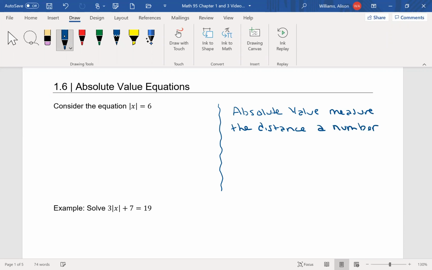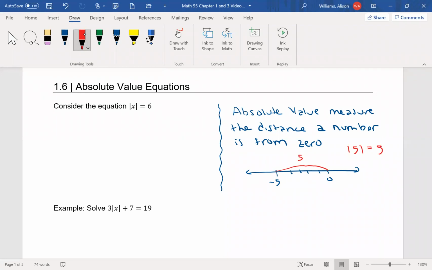Now, that's talking about on the number line. So when we're talking about some distance away from zero, let's say here's zero and here's a number. 1, 2, 3, 4, 5. The distance 5 is from zero is 5. So the absolute value of 5 is 5 because that's its distance from zero. But that would also work if we were talking about -5 going the other way. -5 also has a distance of 5, so the absolute value of -5 is 5.